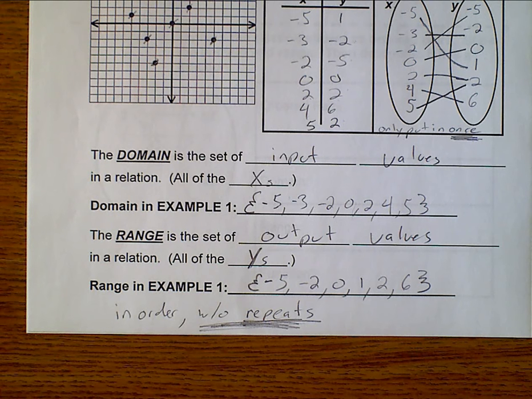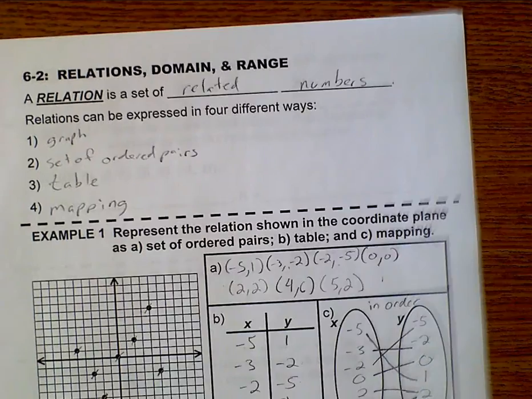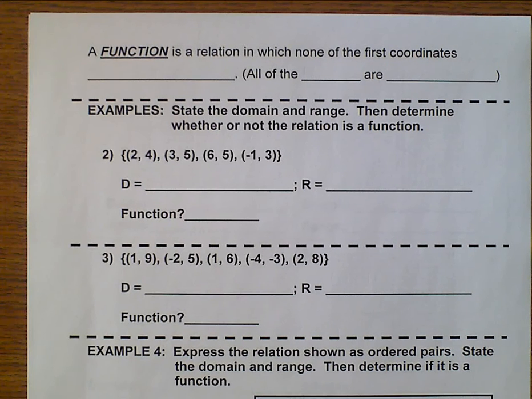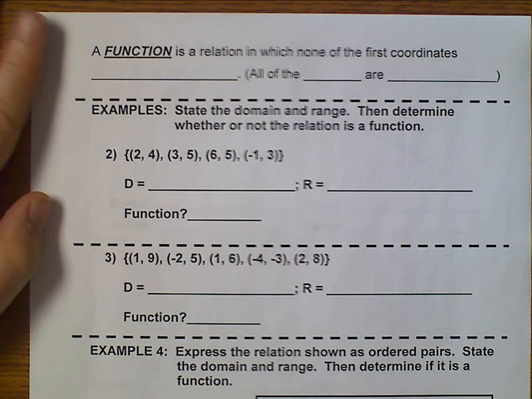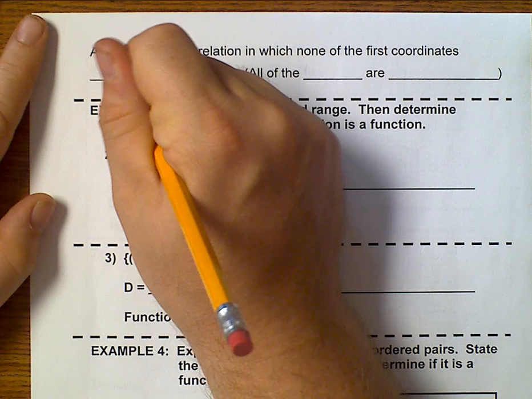So now we've talked about relations, we've talked about domain, we've talked about range. Now we're going to talk about functions. Now a function is a special type of relation. None of the first coordinates repeat.